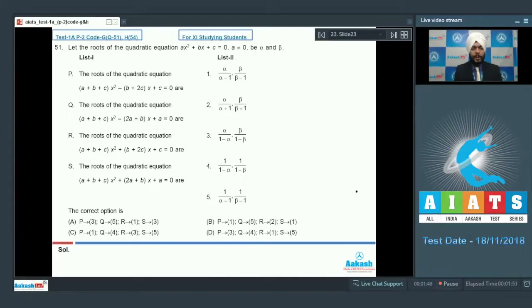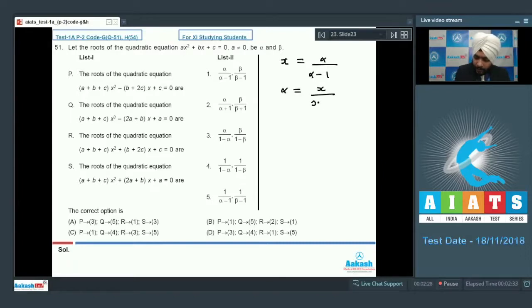Question number 51 says that let the roots of the quadratic equation ax square plus bx plus c equal to 0 where a is non-zero, be alpha and beta. Then list 1, 4 different quadratic equations are given. List 2, 5 different roots are given. Students, this is a clear-cut problem of the transformation of roots. What we have to do? We have to find out an equation whose roots are alpha upon alpha minus 1 and beta upon beta minus 1. So let us put x equal to alpha upon alpha minus 1. From here I will get alpha equal to x upon x minus 1.